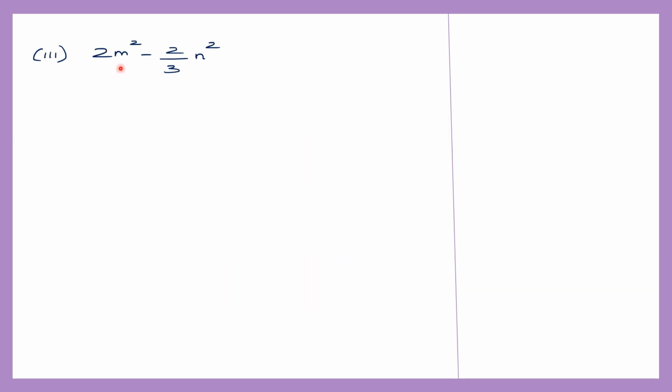Question 3. 2m square minus 2 by 3n square. We're going to find the square of this. So we put it in brackets and write the whole square. We're going to apply the identity, that is a minus b the whole square, which is a square plus b square minus 2ab, because this is in that format, isn't it? A minus b the whole square. So a will be the first term and b will be the second term. So a is 2m square and b is 2 by 3n square.